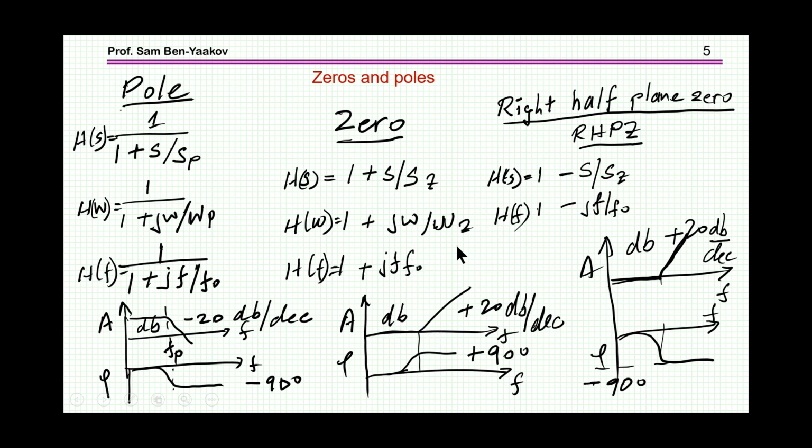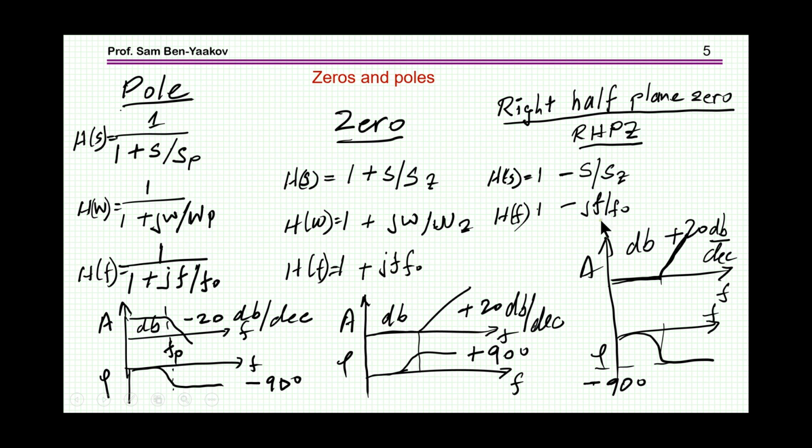Then we have a right half plane zero, which could happen in some systems. We usually ignore it. It's troublesome. Maybe I'll dedicate part of the seminar to it. It's really troublesome and it's causing a lot of trouble because of the phase delay that it is imposing and the fact that the frequency, the gain increases.